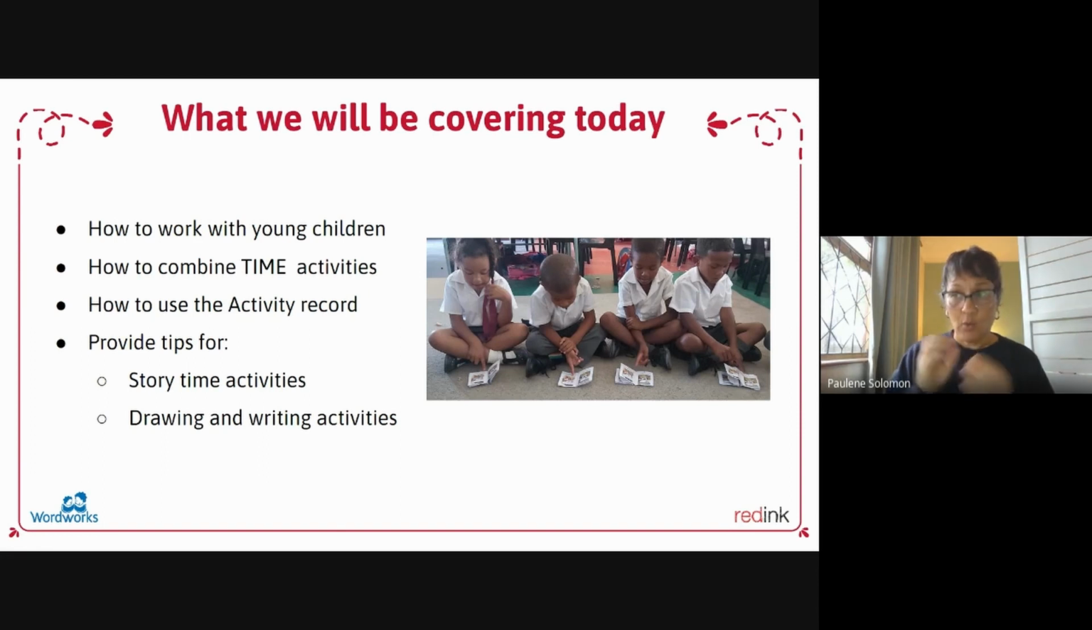And then on the actual time activities, we're just going to go in, not in detail, but give you some more tips on how you can tutor the story time activities and how you can tutor the drawing and writing activities. So that's the plan for the hour.